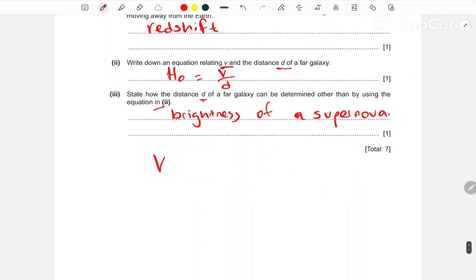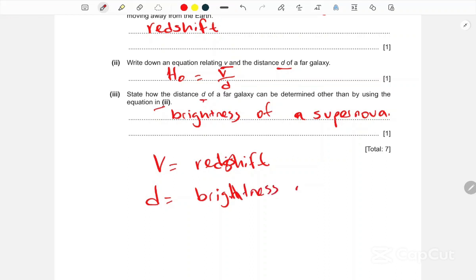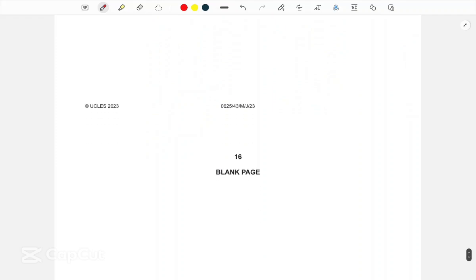So the v in Hubble's equation is determined by redshift, and the distance is going to be by the brightness of a supernova. So if the supernova is far away, the brightness is going to be decreasing. If the supernova is closer, that means brightness would increase too. So that was the last question.